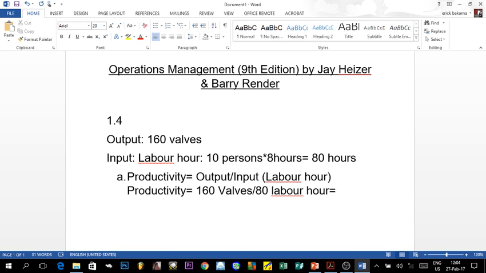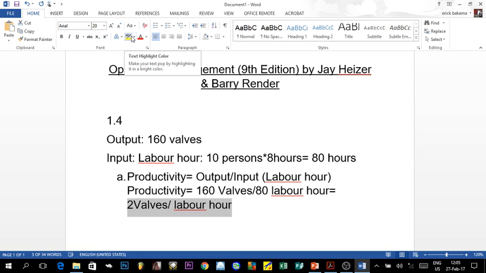Then from there, the value that we are going to get after our calculation, 160 divided by 80, gives us 2. So the value that we have is 2 valves per labor hour, if you can say so. This value is our productivity. It means that each person working for an hour is producing 2 valves, if we can put it in that context.